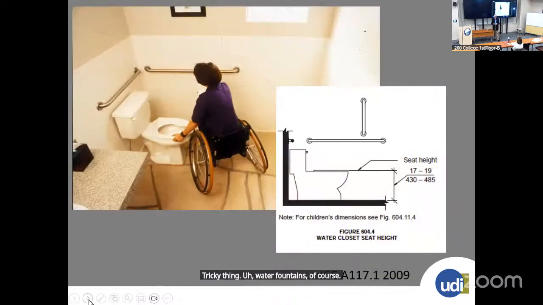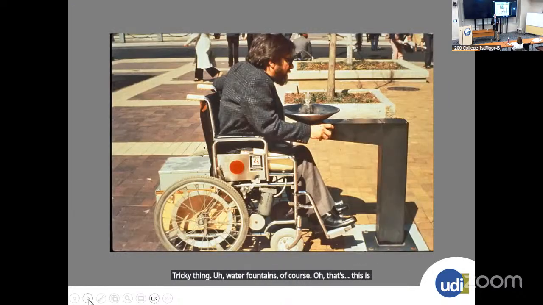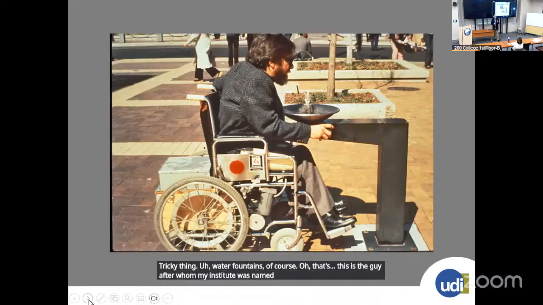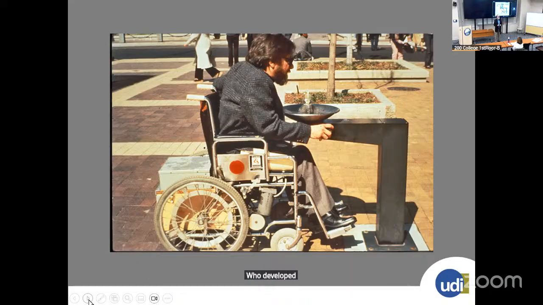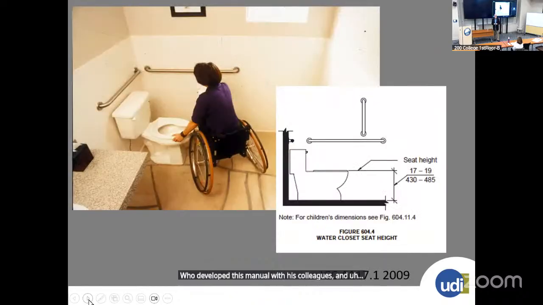Oh, well, just said, this is the guy after whom my institute was named, R.L. Mace. That's the guy. He's the architect, North Carolina-based architect, who developed this manual with his colleagues, and who was really a pioneer in the field.